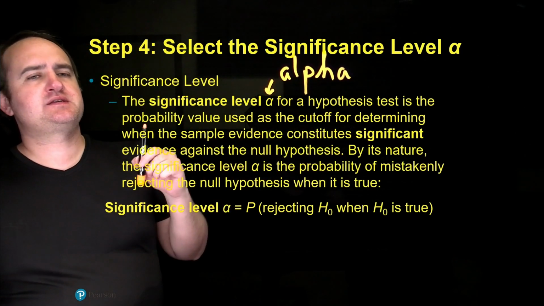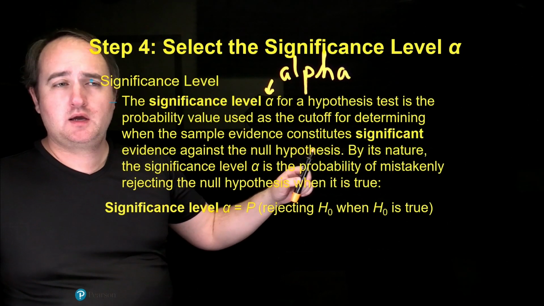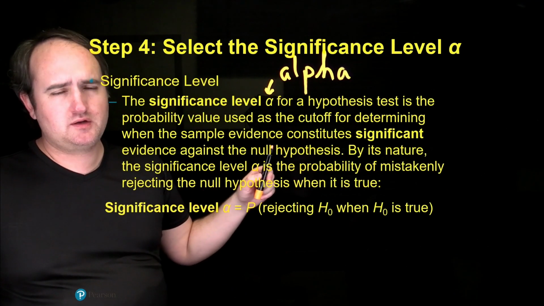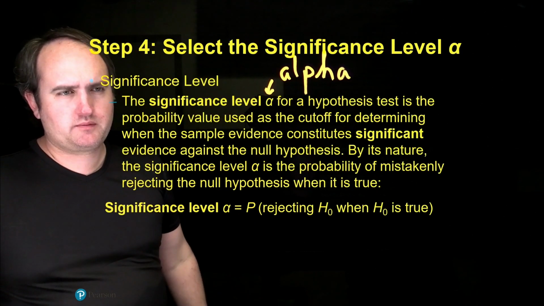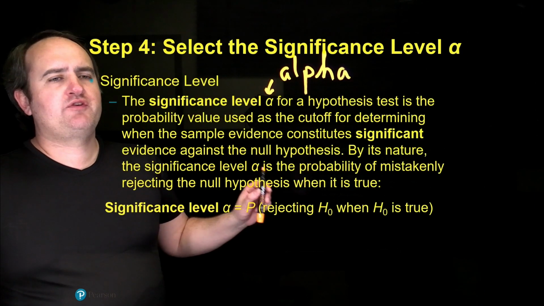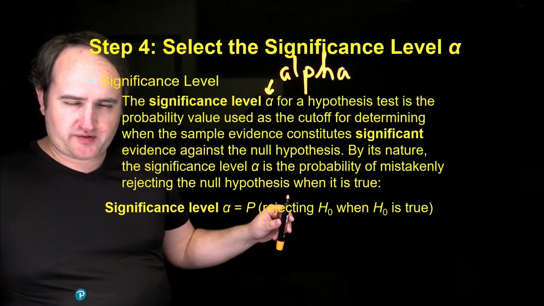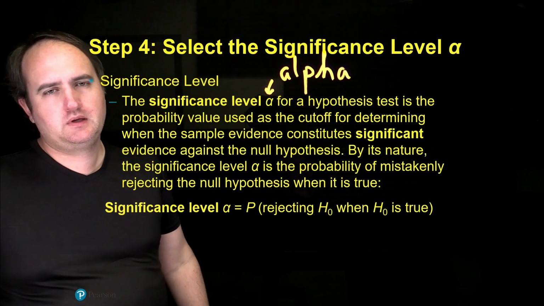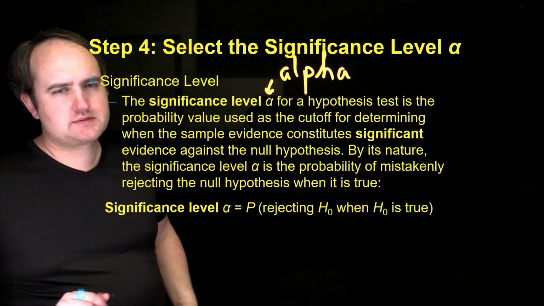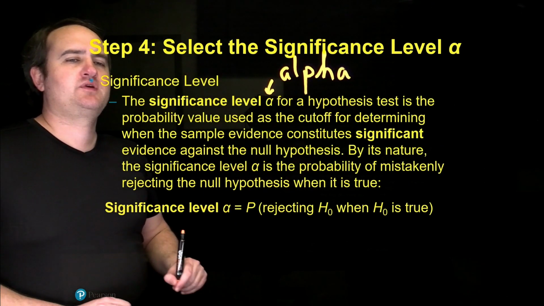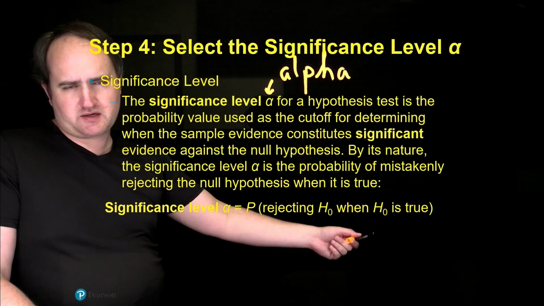For our hypothesis test, it is the probability value used as the cutoff for determining when the sample evidence constitutes significant evidence against the null hypothesis. Okay, that's very long-winded. This is taken straight out of our book. So basically, the significance level is the probability of mistakenly rejecting the null hypothesis when it is true. Okay, but I like to simplify it. Our book is kind of wordy about all this. So the significance level alpha is equal to the probability of rejecting H naught when it's actually true.